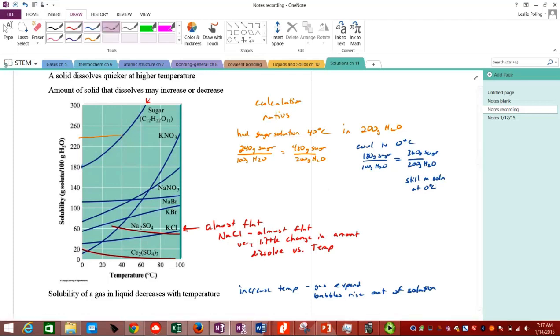So how much precipitated out of solution? Well, we started with 480, and now we have 360, so 120 grams precipitated out of solution.